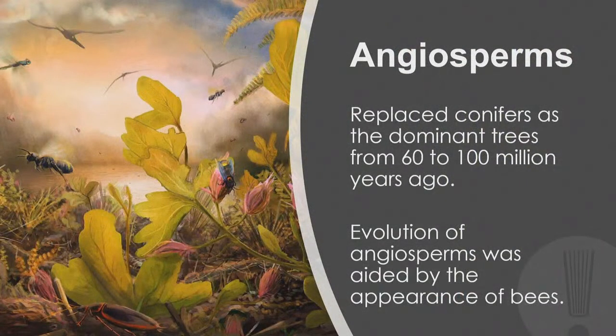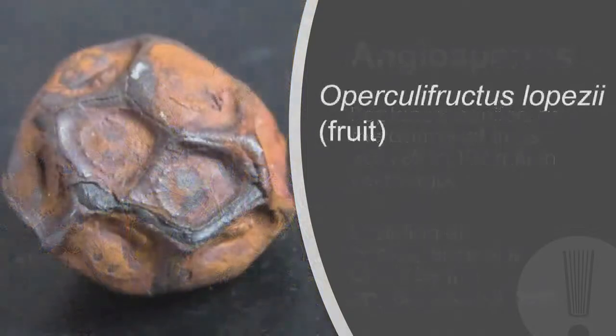So angiosperms began to replace conifers as the dominant trees about 60 to 100 million years ago, and the evolution of angiosperms was aided by the appearance of bees. So plants started to develop this relationship with pollinators. That's what these flowers are for. They're there to attract insects, birds, all kinds of other animals to pollinate them so that they can become more diverse, because the pollen is taken from plant to plant, and when they're more genetically diverse, that helps them become more resilient to environmental stressors. And so that's one reason why they became so successful.